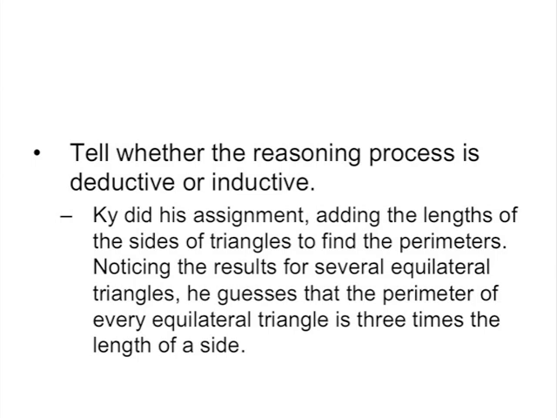Kai did his assignment, adding the lengths of the sides of the triangles to find perimeters. Noticing the results for several equilateral triangles, he guesses the perimeter of every equilateral triangle is 3 times the length of a side. It's a true conclusion. How did he reach it?